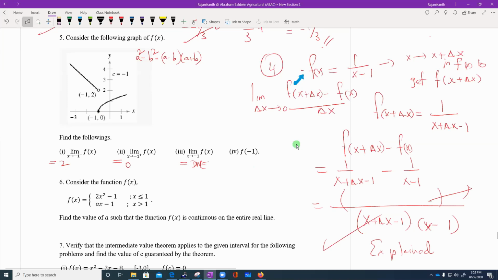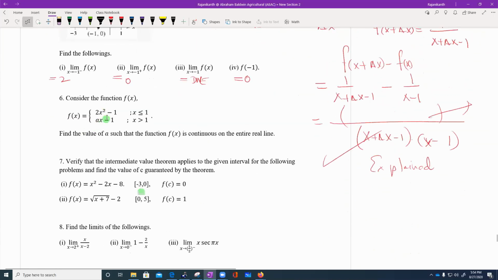What is f of -1? What is the function value at -1? Function value means it should be defined, right? The bold dot, the dark dot, is the function value. What is the value? Again, 0. Yes. Okay, that makes sense.